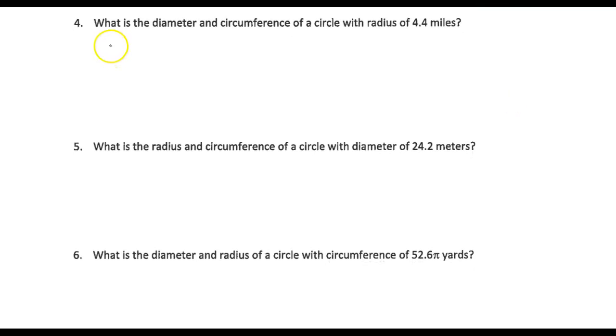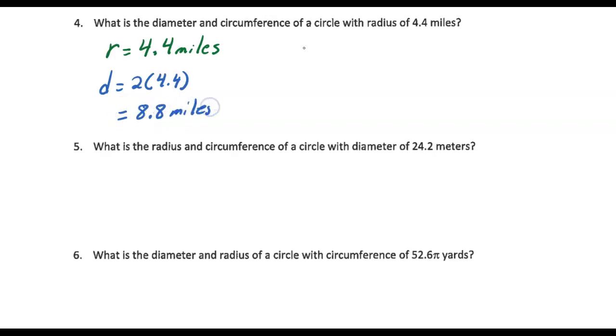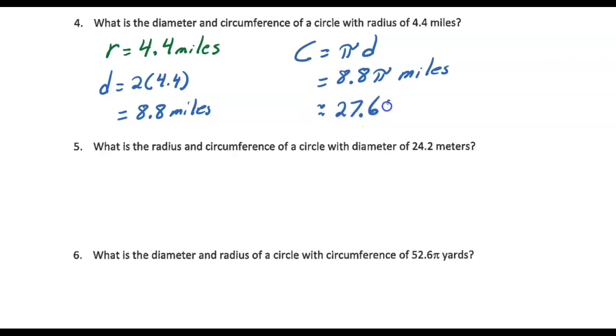So for problem number 4, we know the radius is 4.4 miles. The diameter is 2 times 4.4, or 8.8 miles. And the circumference we know is pi d, so 8.8 pi miles. And if you use your calculator, you will get the decimal approximation to be around 27.65 miles.